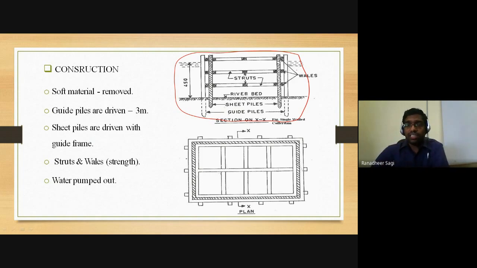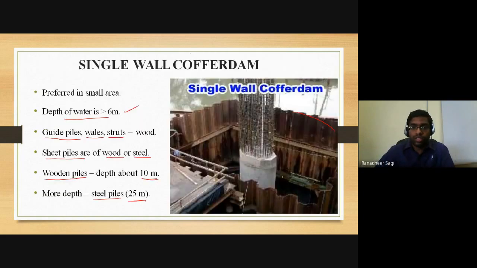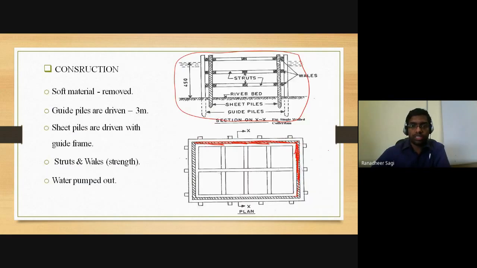So wales are nothing but the lateral members which are running, as you can see here in the plan view. Whatever you see here in the shaded region is what we call wales, which run in the lateral direction along the length of your sheet piles, connecting those sheet piles. Look at this picture. In this picture, this member is what I'll be calling the wales, which run laterally along the length of your sheet pile to give structural stability to those sheet piles.